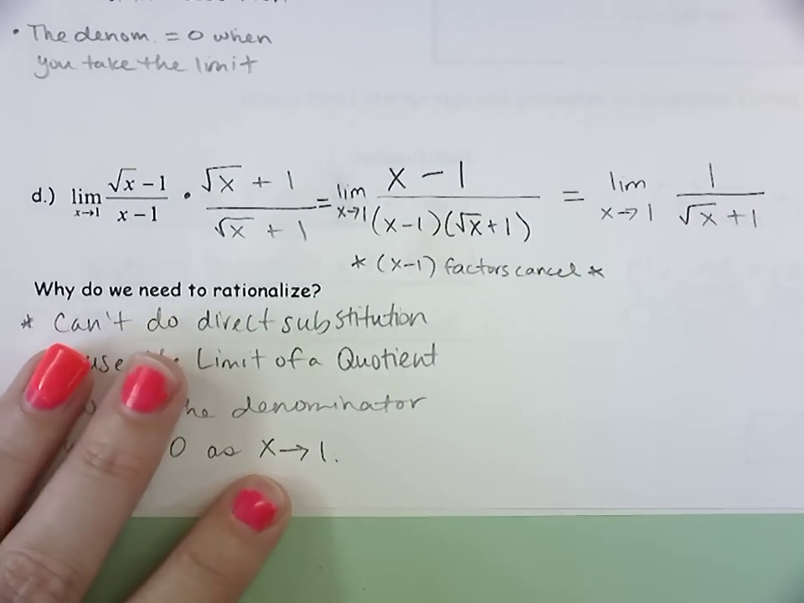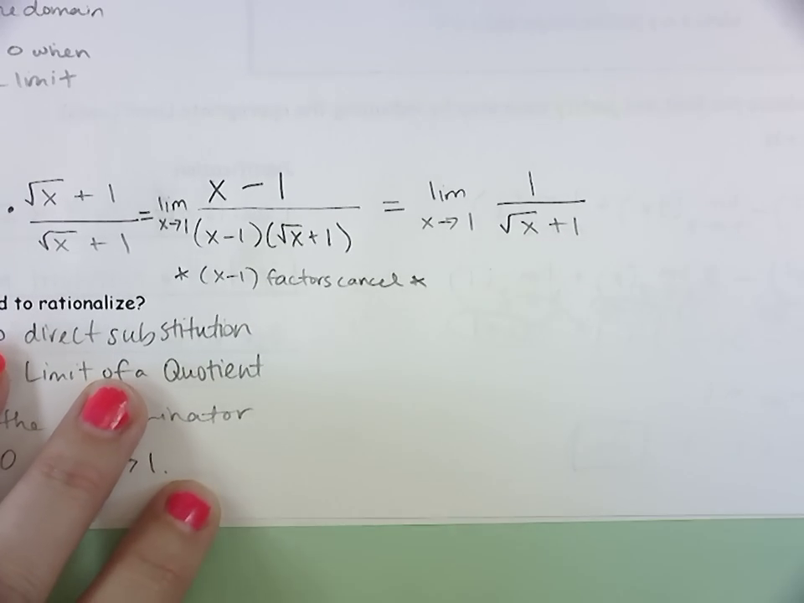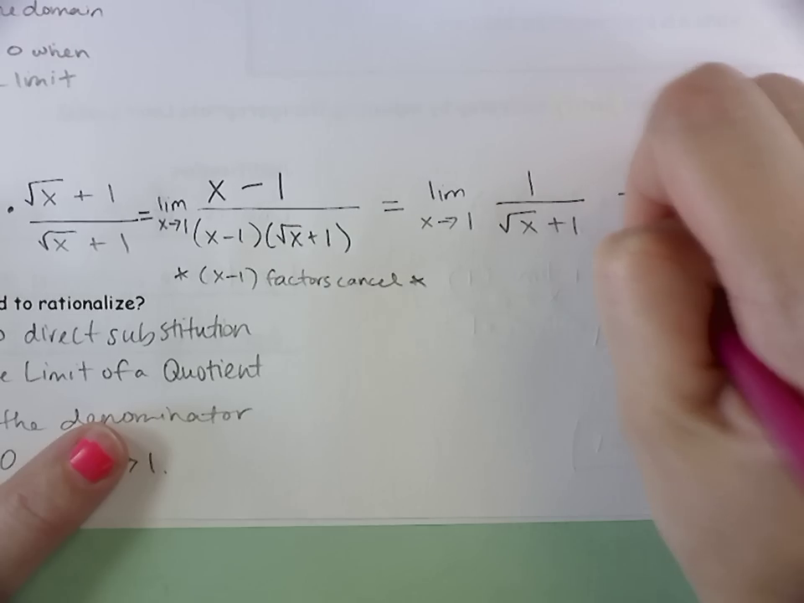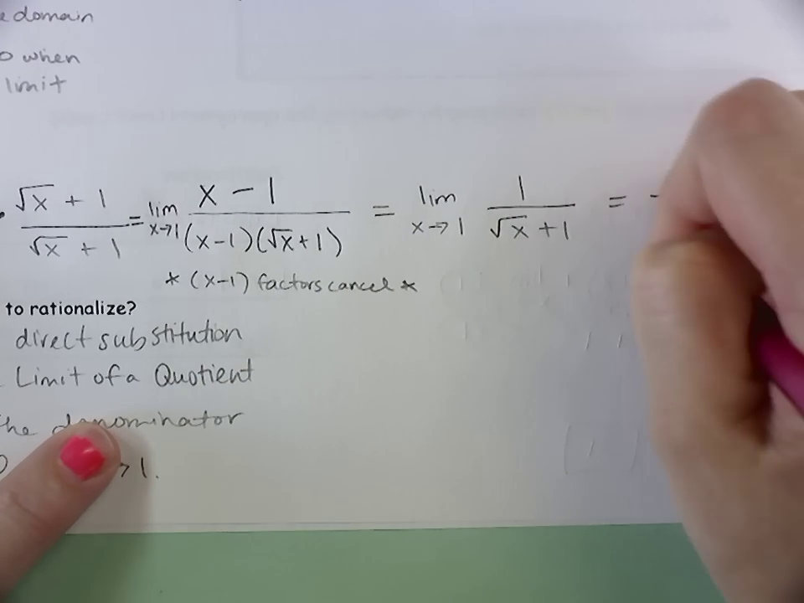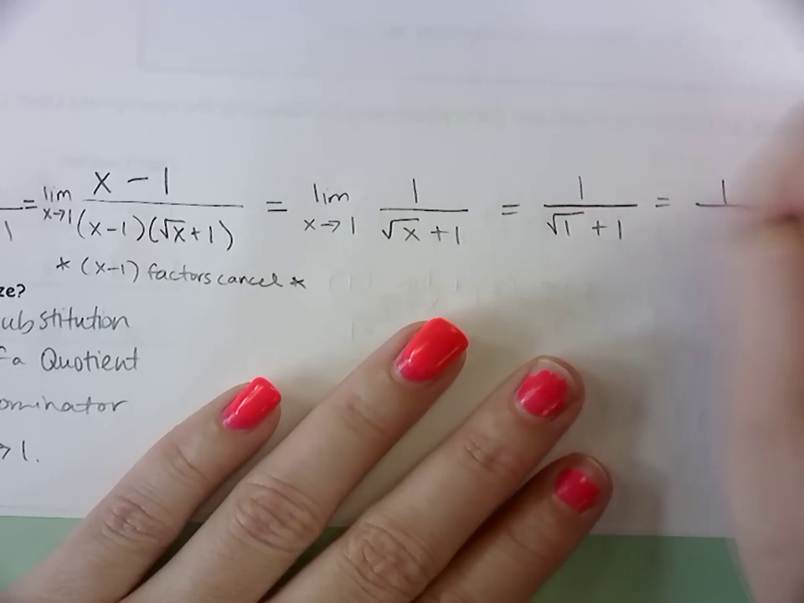Now can I plug in 1 here and get a valid answer? If I plug in 1, I would have 1 over the square root of 1 plus 1. What's the square root of 1? 1. So 1 plus 1 is going to be 2, so 1 half.